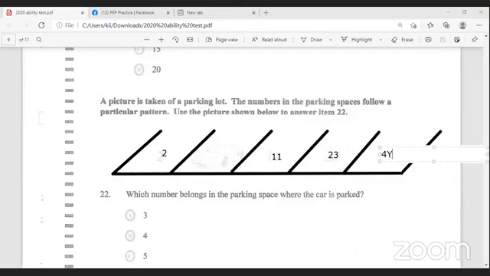And 47. It says which number belongs in the parking space where the car is parked. Let's try to figure this out. So first we have 2, and then after 2 there's a car, and then we have 11, and then we have 23, and then following that we have 47. Let's see how you got to your answer.